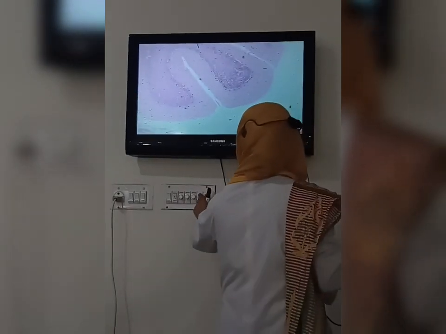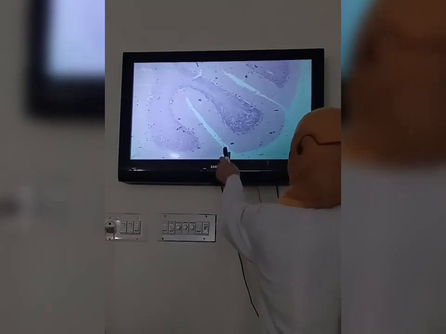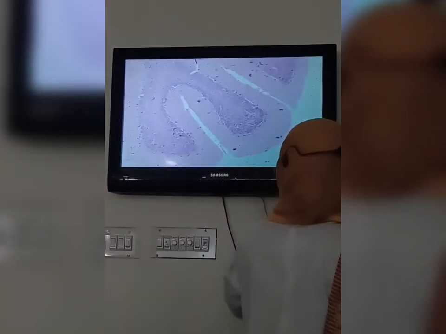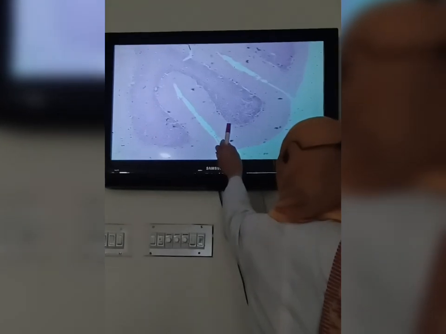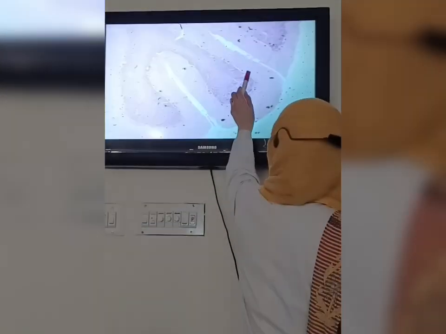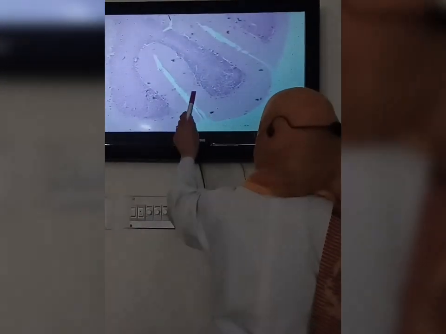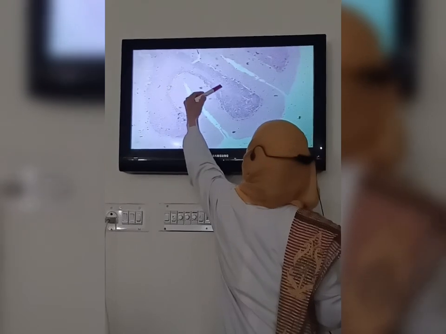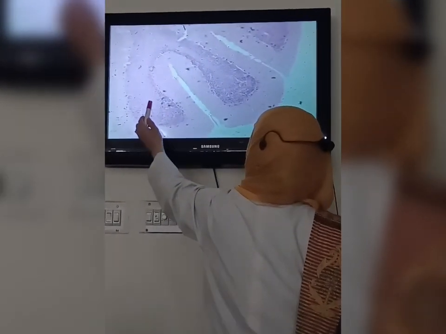Okay, a lighter stain. So these are the various foldings. We can see from outwards to inwards if we move. This is the molecular layer, right? And this darkly stained single row is the Purkinje cell layer. And next to it, this is the granular layer, right? And then again, there is the change in the appearance. This is the white matter, right? This is the white matter in the very center.